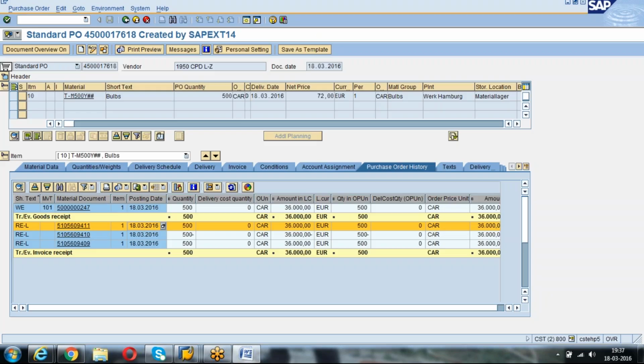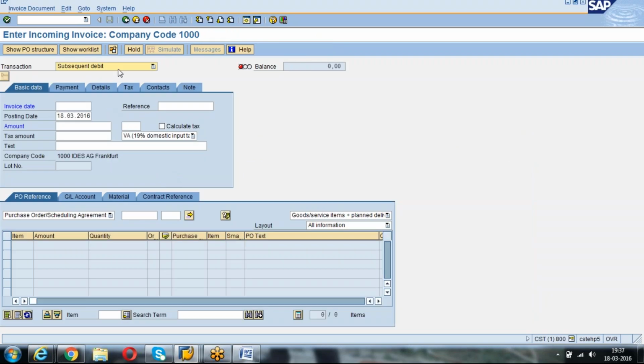Now I will do the subsequent debit. Subsequent debit means I want to pay some more amount. As per the vendor's request, I have to pay 1000 more. That is a request, right? You have to select subsequent debit and select the document date, and in the reference you can give something like subsequent debit. You can give SD.